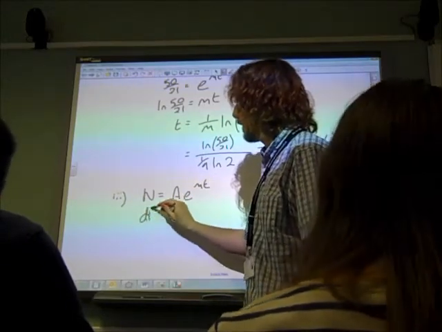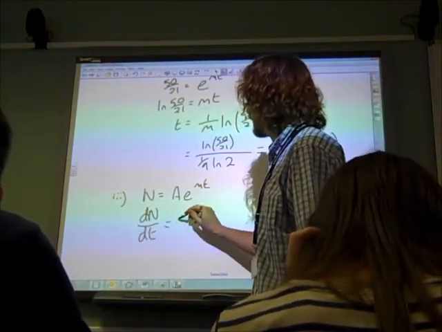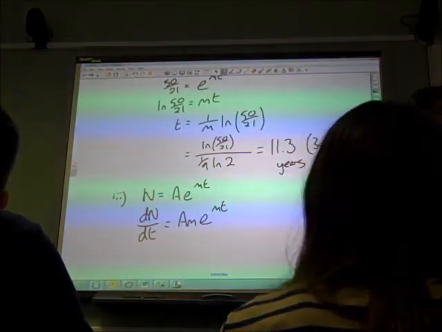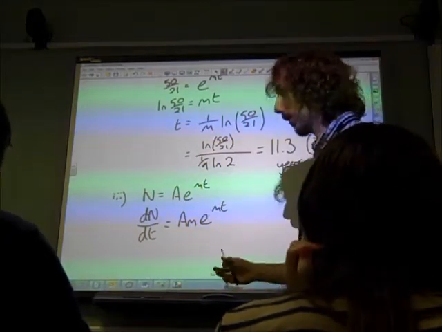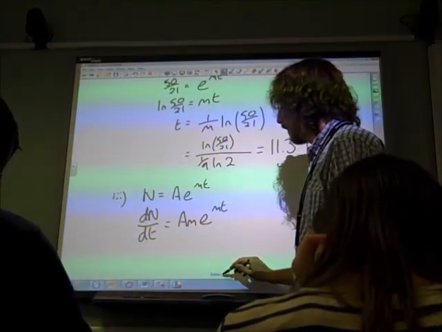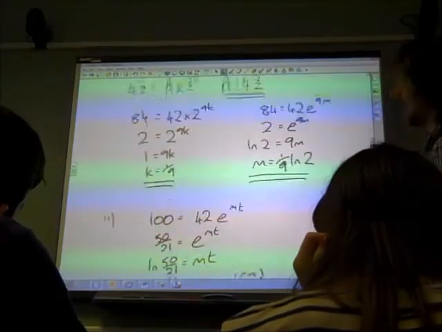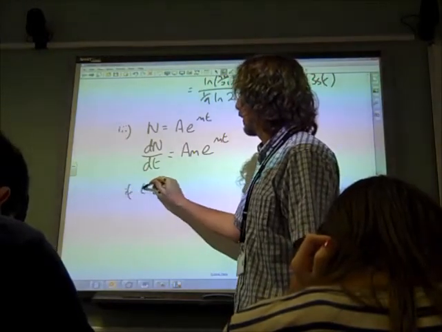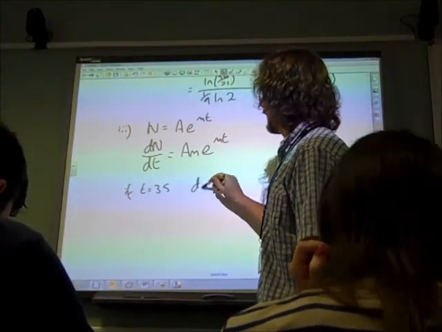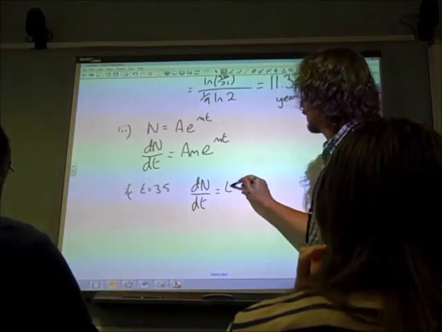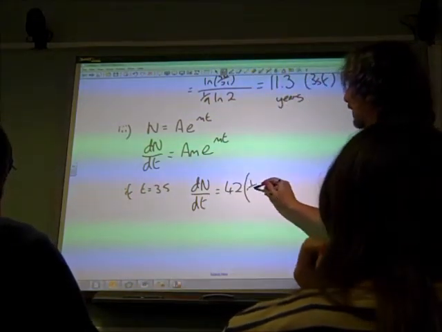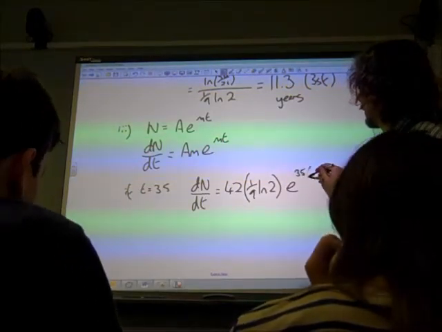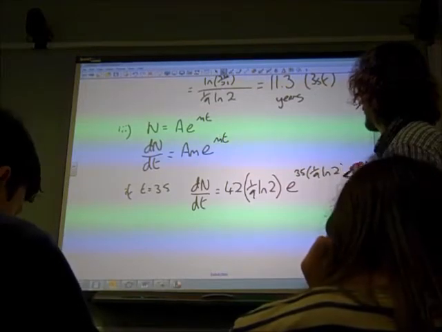So dn by dt is a times n, e to the mt. And of course we know a and m, don't we? It's easier to write it with those there. We wanted to know the rate when time was 35. So if t is 35, dn by dt is 42 times m, which was a 9th natural log of 2, times e to the 35 lots of 9th ln2.